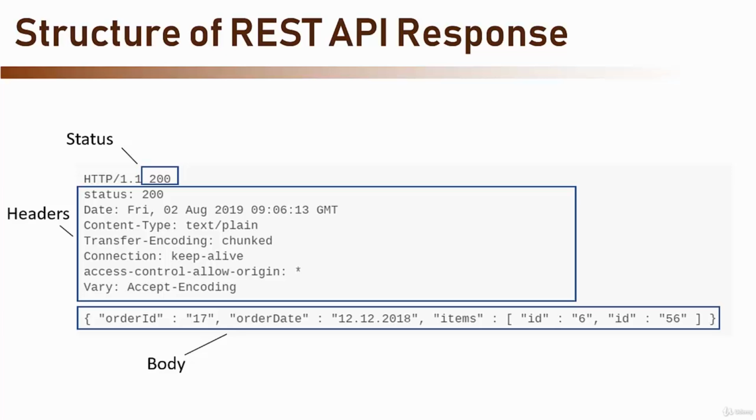In this case, the body contains the data about the resource we asked for. Remember that in our example, we used order number 17 as an example resource, so here is a representation of the resource's state. In this case, the representation is a JSON. And you can see here the order number, 17, the order date, and what items are included in this order.